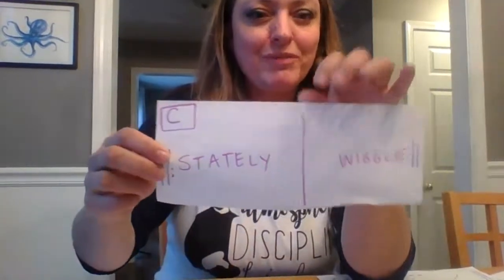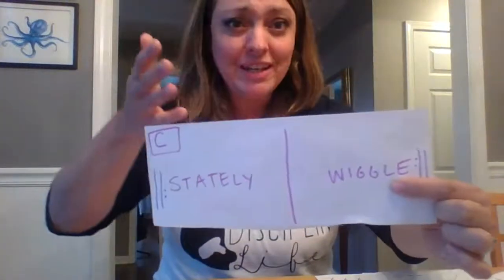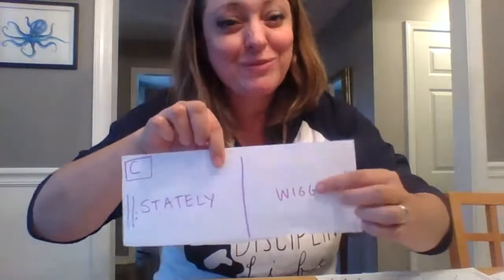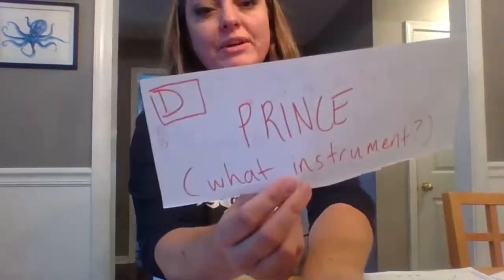So I think this is a perfect part to talk about the jester. We have this stately sounding melody, and then I have the kids do a little wiggle with the music. It works out with the music. You'll love it. The D section, I say this is where we have our prince.